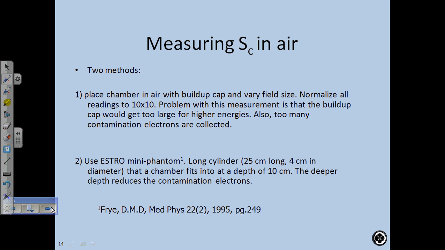The problem with this measurement is that the build-up cap will get too large for higher energies. Also, too many contamination electrons are collected. The same issue that I talked about in the first slide when I said that TAR is a problem because we're measuring in air, that happens with S of C. And why do we measure S of C in air?